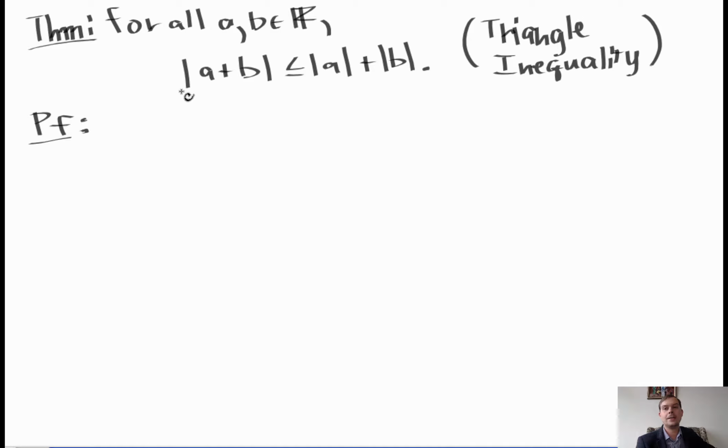So the final essential important ingredient for the absolute value is the triangle inequality, and so we need to prove this as our final act for the ordering principles. So the triangle inequality says that for all a and b in R, the absolute value of a plus b is bounded by the absolute value of a plus the absolute value of b. And this is used all over real analysis.